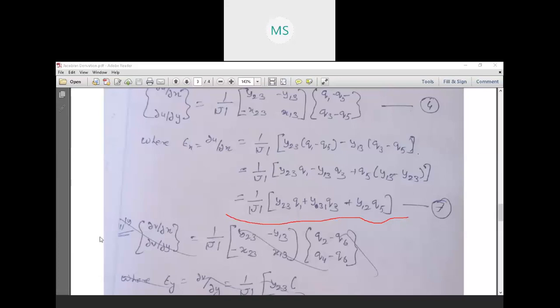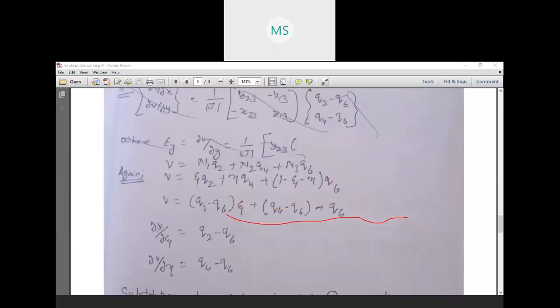Fine. Similarly, we'll go for the next expression also, that is v in the y direction. Same thing we will do, what we have done for x. So v equals again n1. Again in the y direction it will be, mind it, what is the y direction?